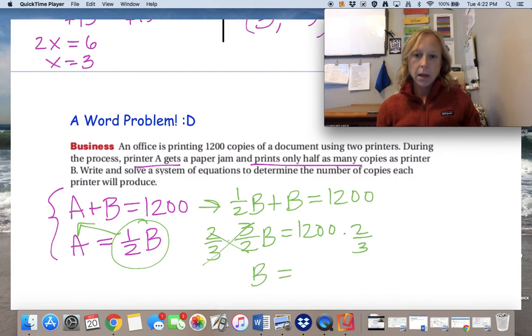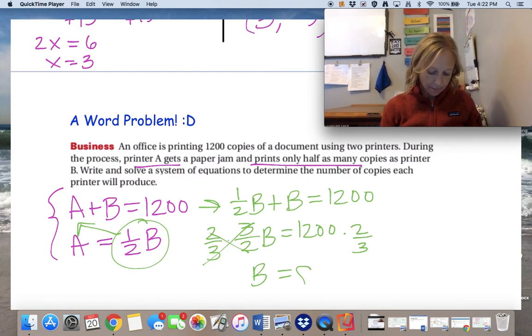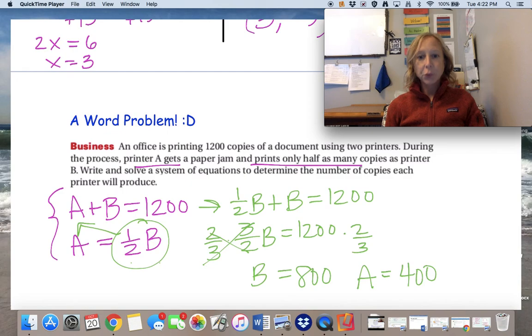I'm going to grab my handy dandy calculator here. 1,200 times 2 divided by 3 is 800. So printer B needs to make 800. A has to make half as much as that, which means A has to make 400. When it's a word problem, you can just leave your answer like this because I answered the question. It says, write and solve a system of equations to determine the number of copies each printer will produce. B will produce 800, A will produce 400.